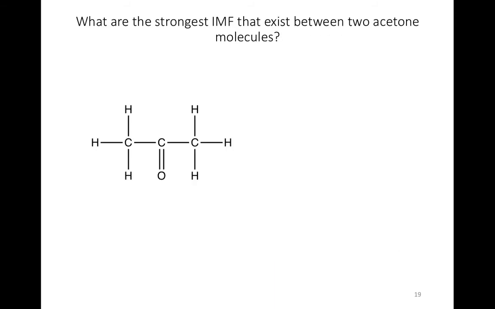So if we look at this example, I want to know the strongest intermolecular forces that would exist between two acetone molecules. In this case, this carbon is going to be trigonal planar, so it's going to be bent. I have a polar carbon-oxygen bond, so this molecule is polar, and while it has hydrogens, the hydrogens aren't directly connected to the oxygen. So it's polar, but I don't have a hydrogen directly connected to an oxygen, nitrogen, or fluorine, so we have dipole-dipole interactions.